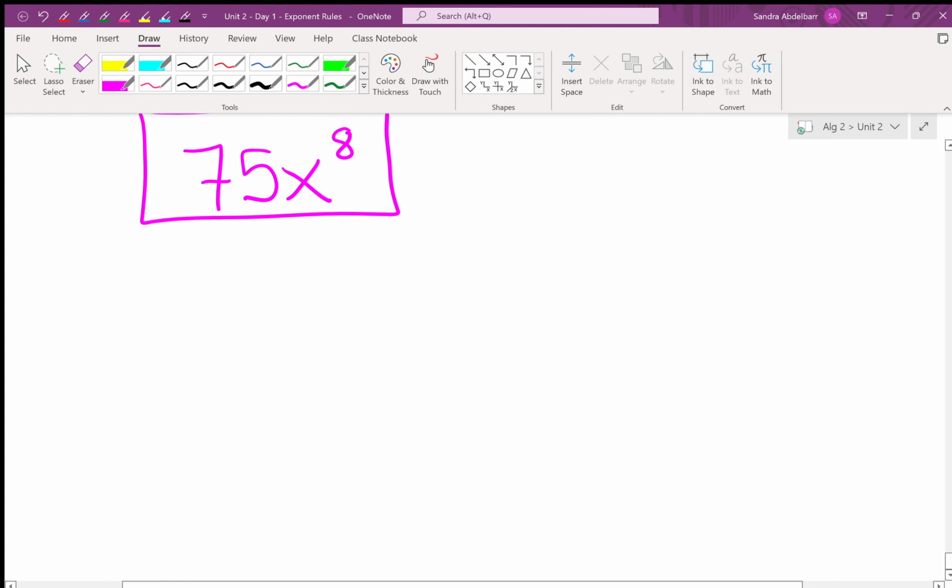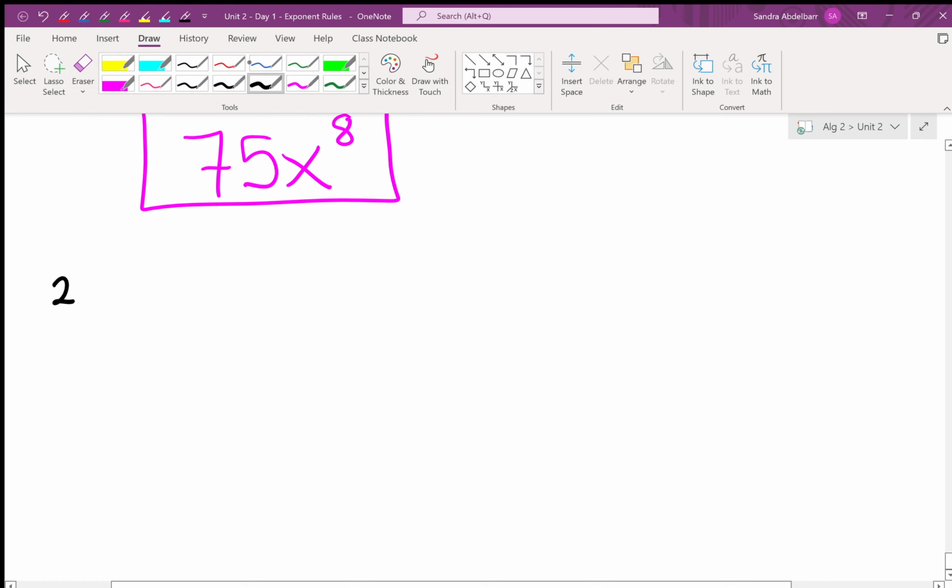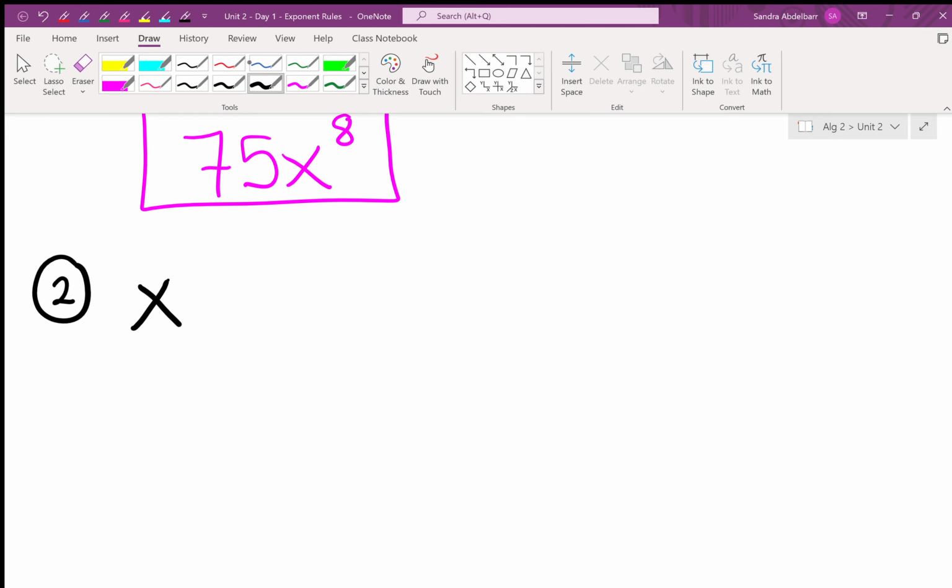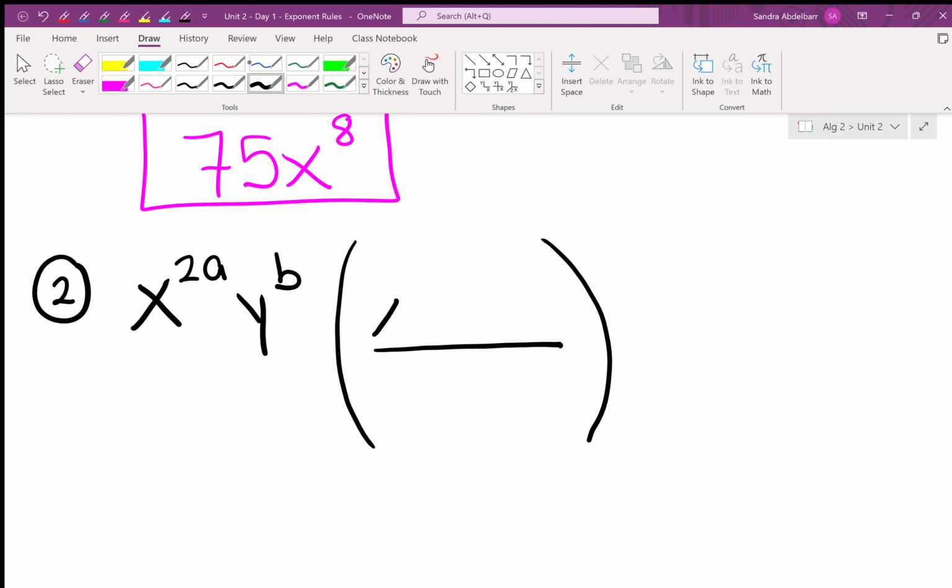All right, next one. x raised to the 2a, y to the b, times the quotient of x to the a plus 3, y to the 2b over x to the 2 minus a, raised to the third power.